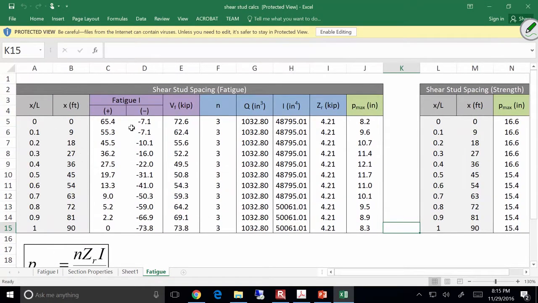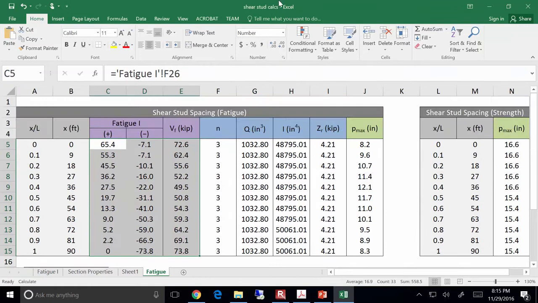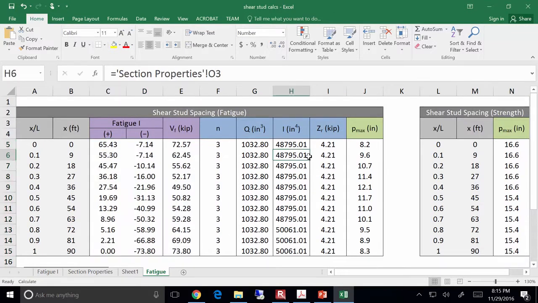You start off, you say, all right, here's my fatigue 1 shears. The range is from here to here. So I guess there was some rounding. Instead of being 72.5, it was 72.6. Maybe I ought to increase the decimals. There we go. Okay. So 65.43 and 7.14, that's where that came into play. Everybody okay with that? So that's the fatigue range.